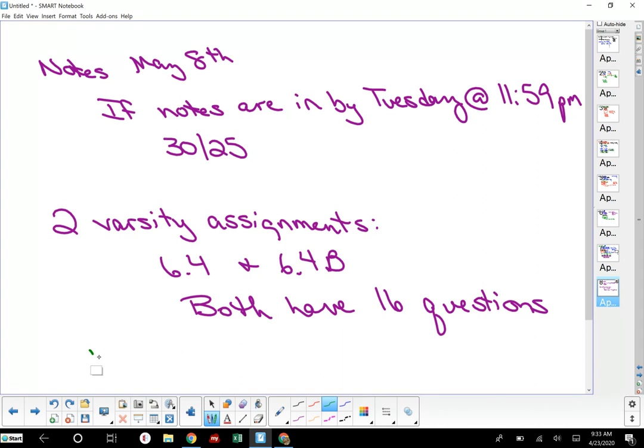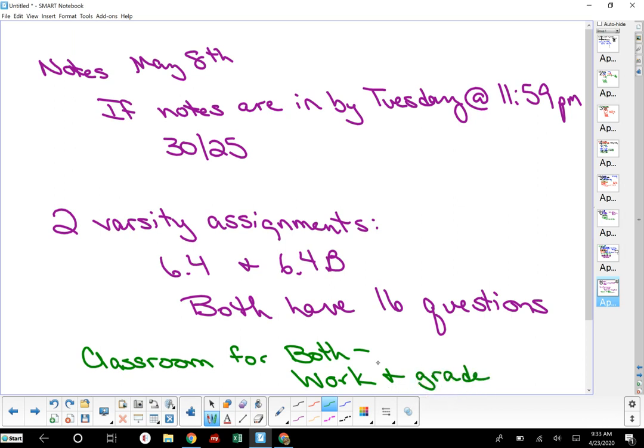Like the last couple weeks, there will be classroom assignments for both, where you're going to turn in your work and your grade. So work as an attachment, grade as a comment, private comment. For those of you that don't seem to understand, these aren't like classroom comments. I don't want everybody to see your grade, especially if it's not good. So private comment on the assignment that tells me what your grade is. Most of you are pretty good at that, but a couple of you aren't.